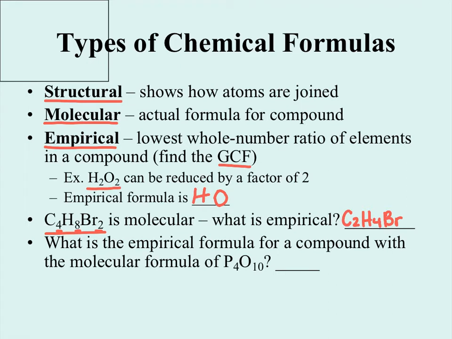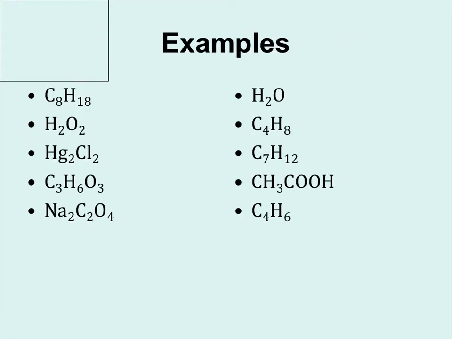The last example here then, what is the empirical formula for a compound with the molecular formula of P4O10? Take a second to think about it. And you should have come up with a greatest common factor of 2 between the numbers of 4 and 10. So the empirical formula is P2O5. Pretty simple stuff. Here are some more examples. If you'd like, pause this video and work these out on your own, and I'll come back in a few seconds.